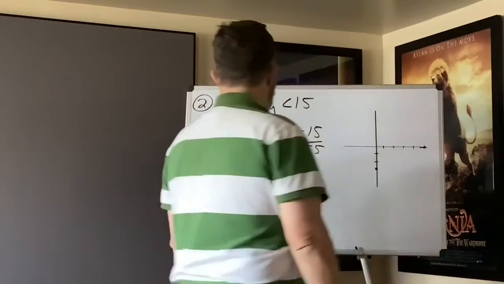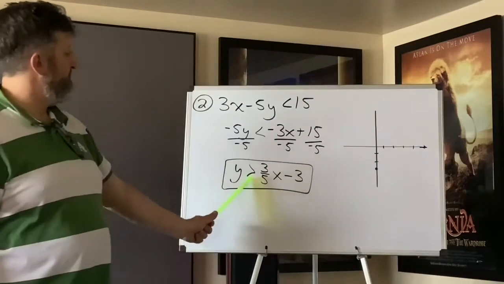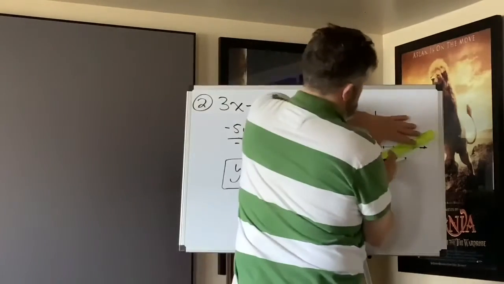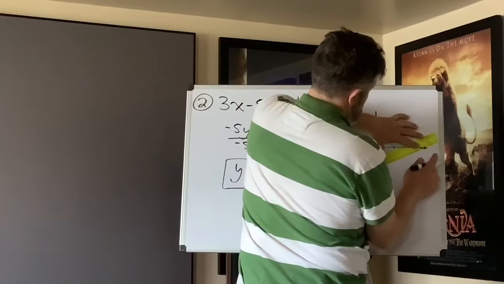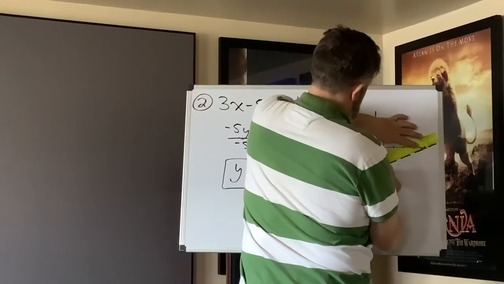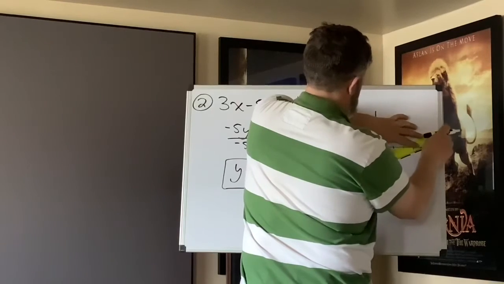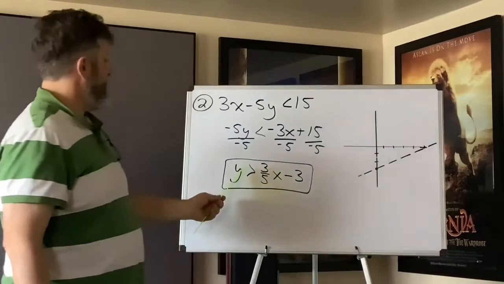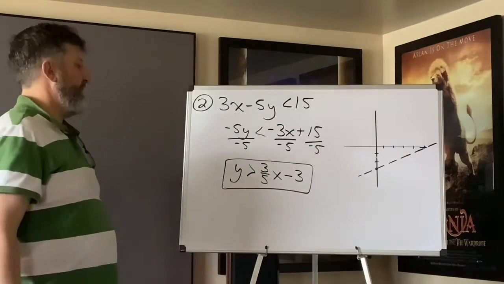Okay, dotted line or solid line? Dotted, right? Because there is no equal. Okay. And it's greater than, right? Y is greater than. Mr. Palin, how do I know that that's greater?